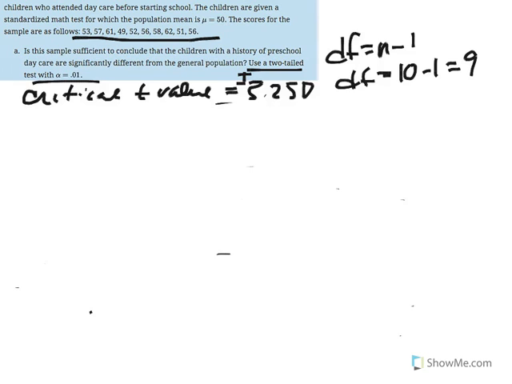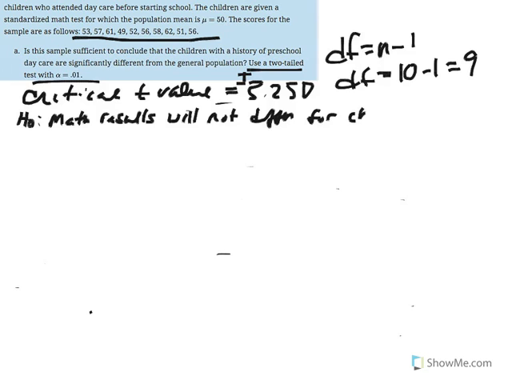Let's not neglect to actually state our research and null hypothesis. So again, we're looking at the effects of going to preschool on math capabilities. So the null says that math test results will not differ for children with a history of child care. So the mu will equal 50.